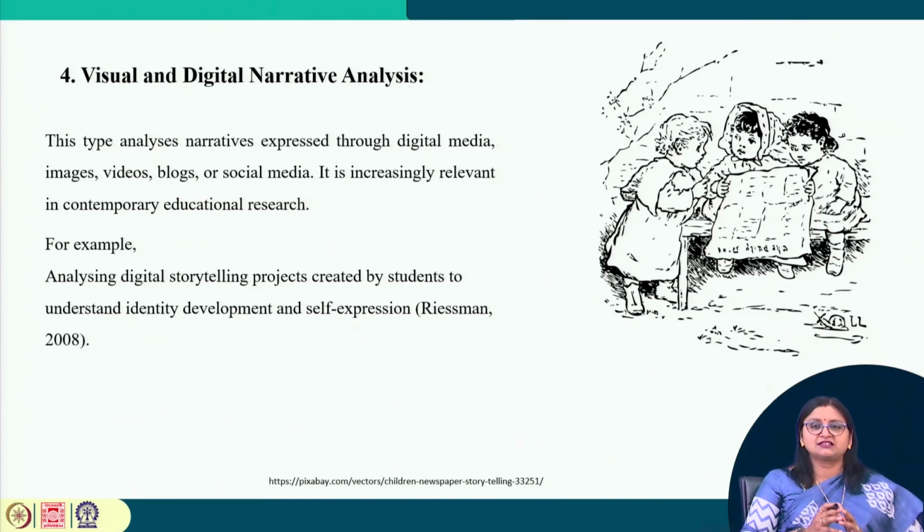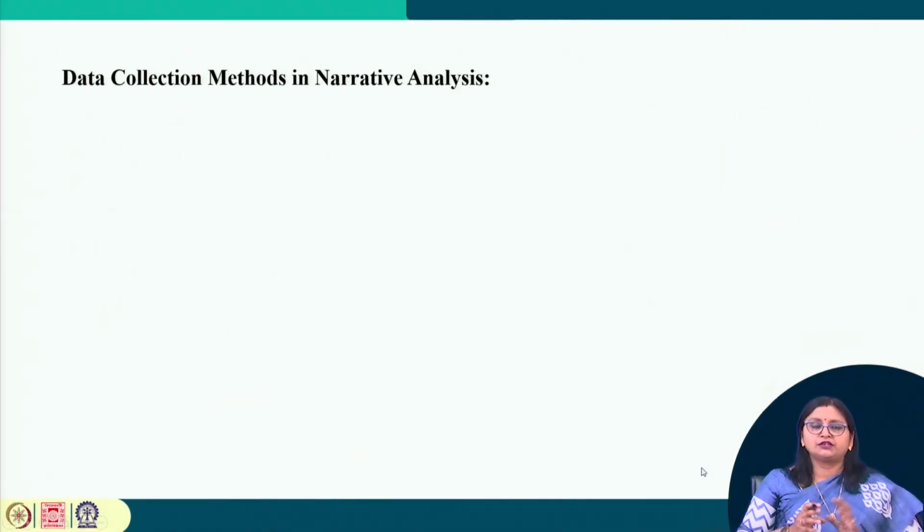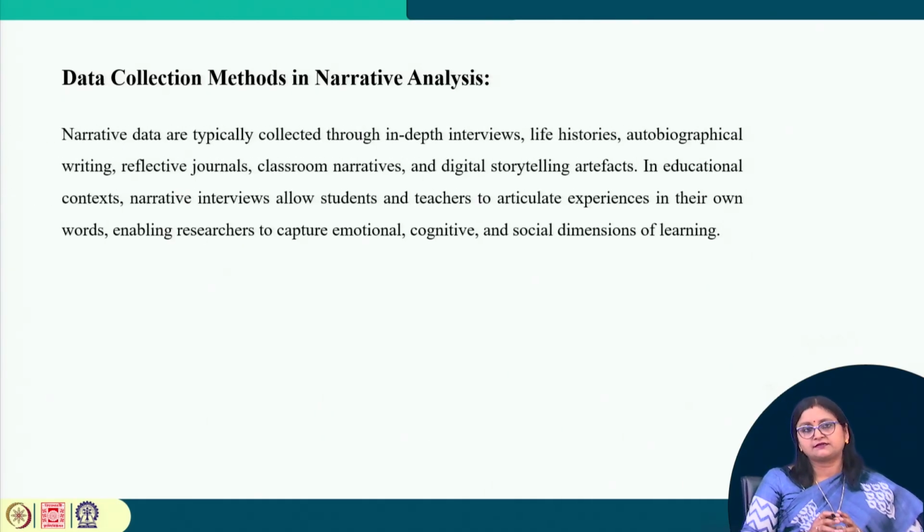So, here you can see three kids are watching or reading the newspaper, and we can say the children are telling a newspaper storytelling. This kind of conversation on social media can be analyzed through digital narrative analysis. For example, analyzing digital storytelling projects created by students to understand identity development and self expression, as said by Rizman in 2008. So, if we are talking about narrative analysis, now the data collection methods in narrative analysis.